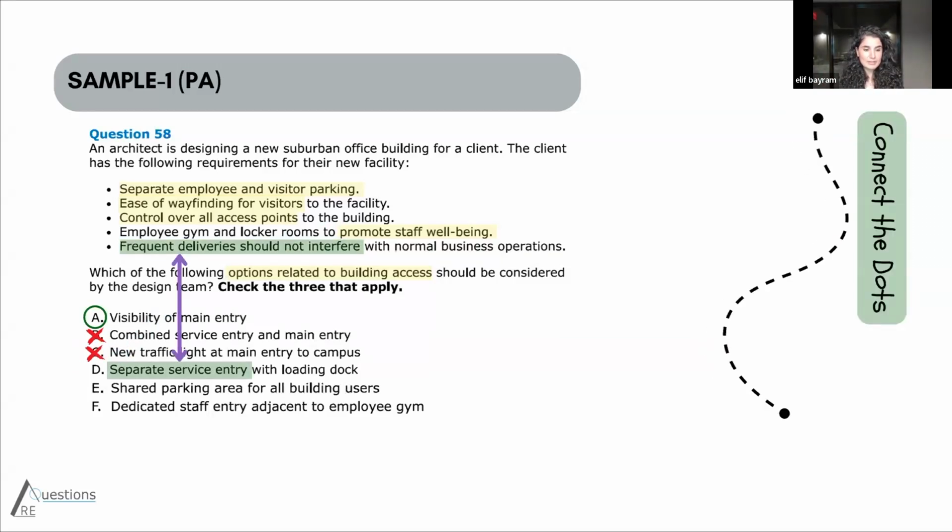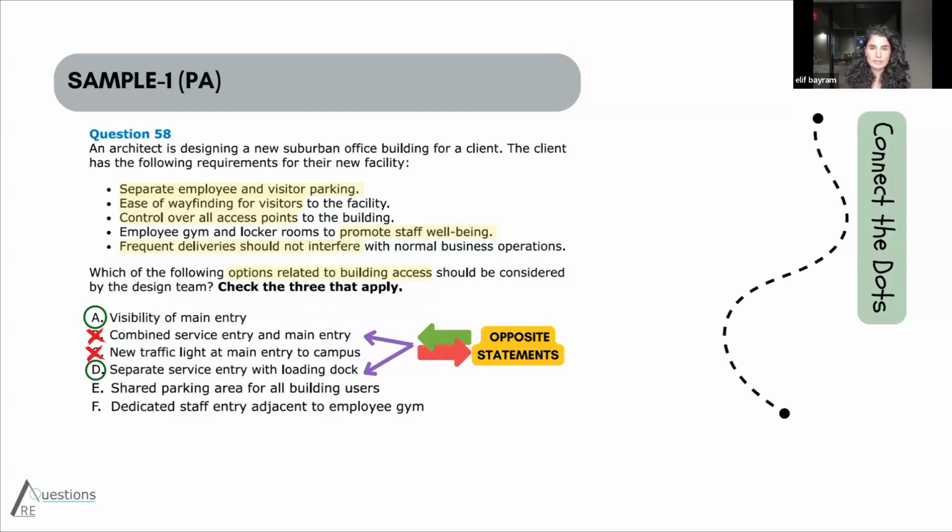Option D says separate service entry with loading dock. So the last criteria said deliveries should not interfere with the business operations, and this says separate. Remember the B said combined, separate, these are the opposite. So these two can never be part of the same group, okay? So what are the groups? Correct options group, incorrect options group.